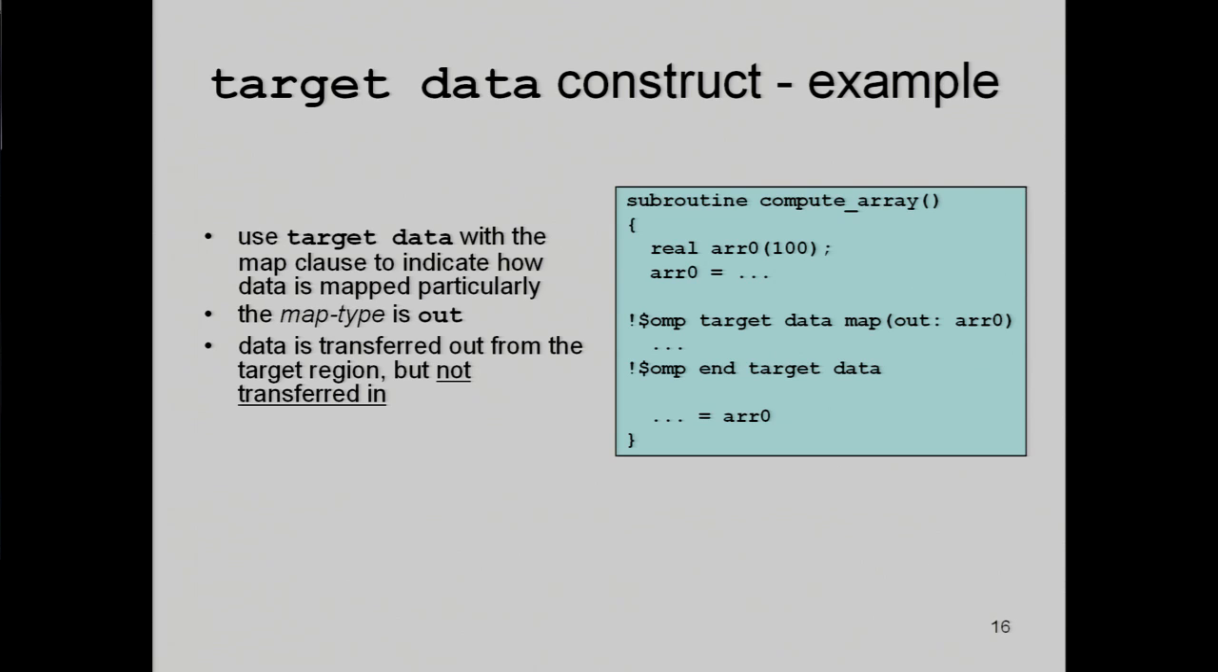This next example is just the reverse. When you enter here, I don't do anything. I just allocate array zero on the target device, and it is uninitialized. I make use of the data and don't care about the initial value, but at the end I want to get the result. So I need the transfer out, which means I need the out map type here. I transfer out the data and then use it here. So this is the whole idea.